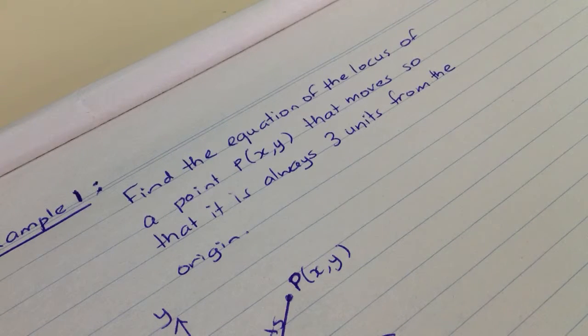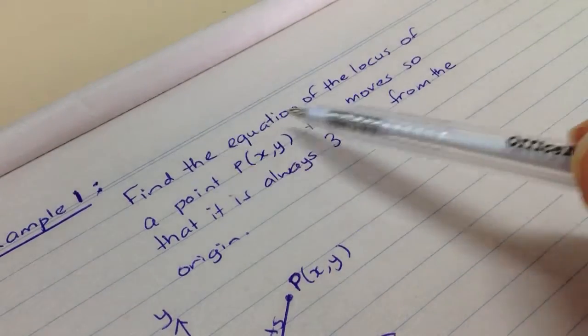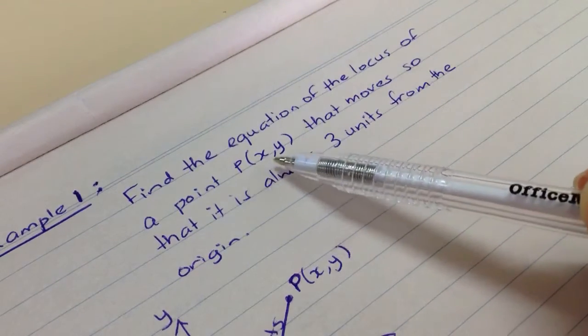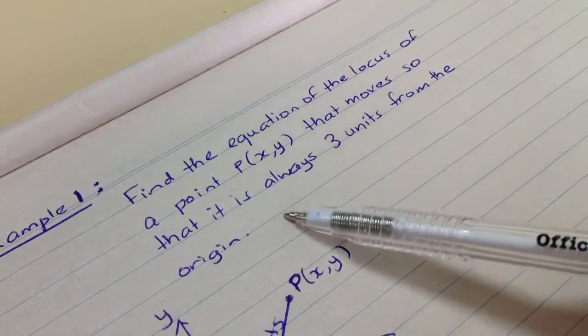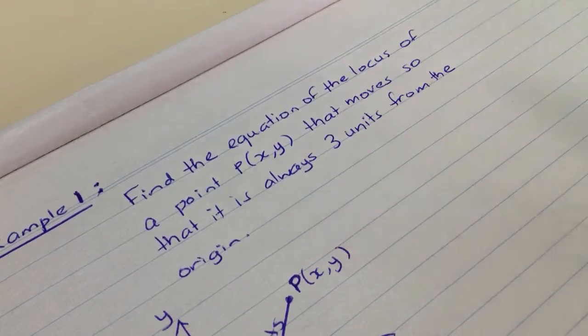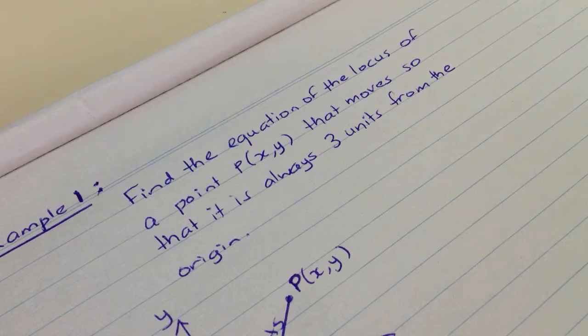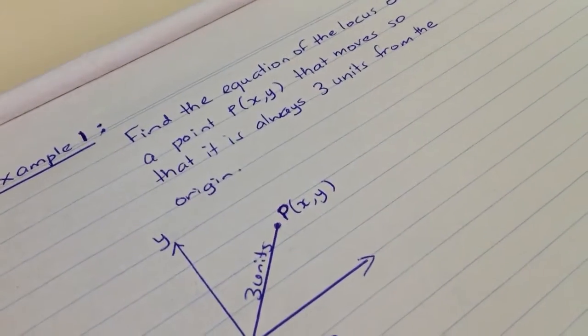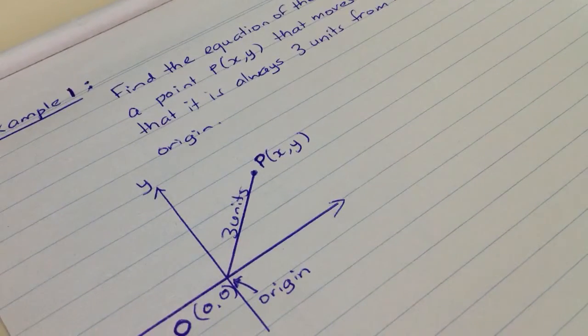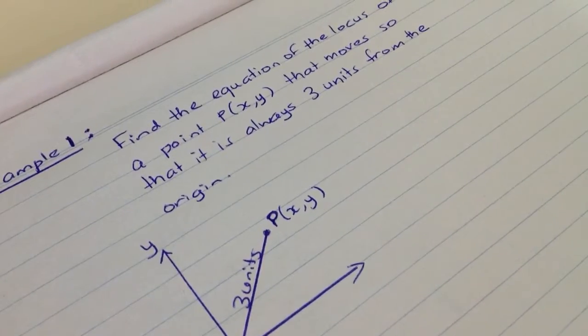Okay, this is example 1 on locus. The question says, find the equation of the locus of a point P(x, y) that moves so that it is always 3 units from the origin. Okay, now the best thing to do, and the first thing to do when trying to do questions on locus, is to illustrate the question in a diagram, in the xy plane, like I have here, and I'll just explain what I've drawn here.